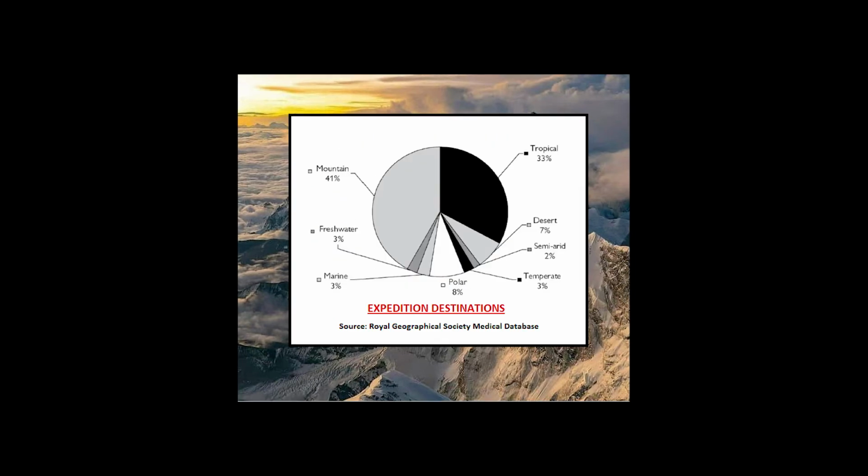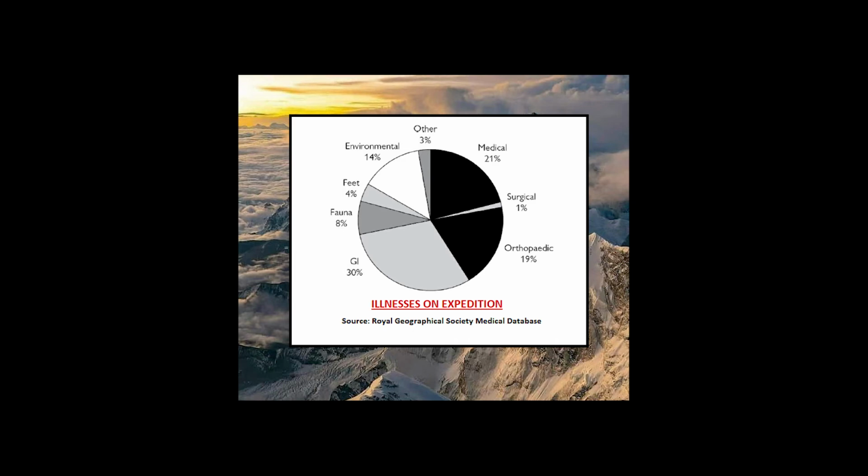So the introductory chapter then goes on to elaborate on where the likely destinations are of expeditions. Again, the majority of people will travel to mountainous regions. That accounts for 41% of all expeditions. The next largest category is tropical. So again, these are areas near the equator. That accounts for 33%. And then we have, again, smaller categories such as deserts and polar, and 8% freshwater.